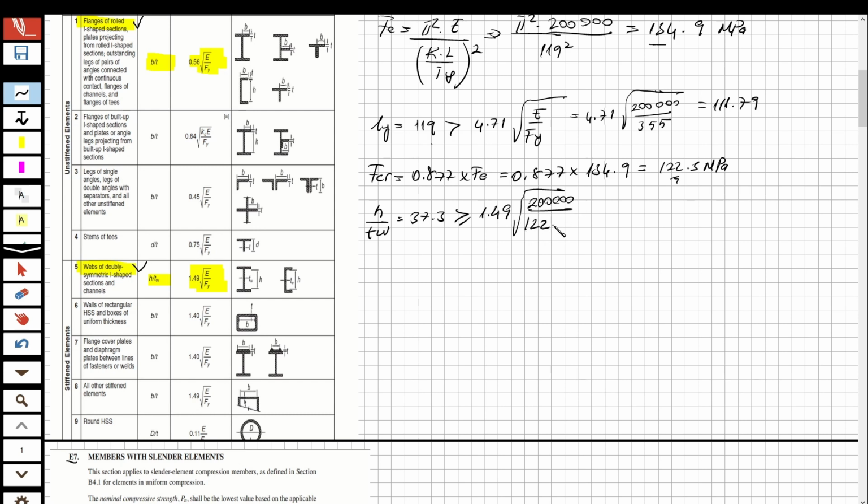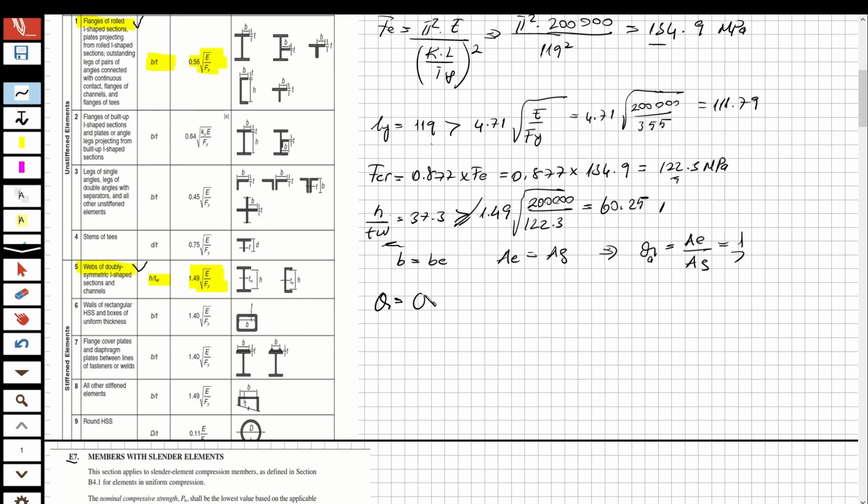So 122.3, and this is going to be 60.25 for this part. And now you can see that this one is smaller than this one. So B is equal to BE, and the effective area of the cross section is equal to the gross cross-sectional area. From this we can obtain that QA is equal to the effective area over the gross cross-sectional area, and this is equal to 1. Okay, so now we obtain that one.